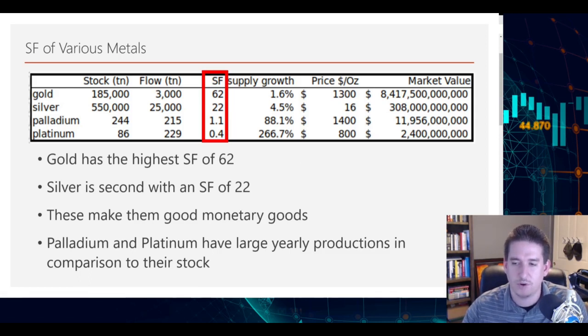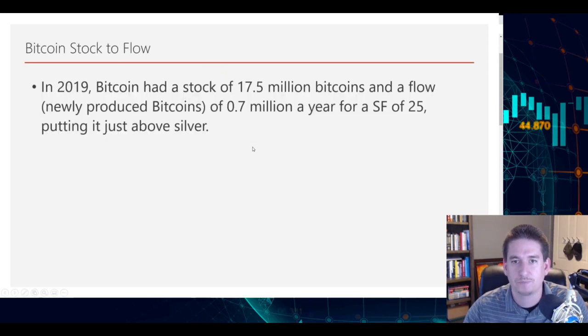Whereas if something is already in low stock but has a very high flow rate, so a very large inflation rate, then it's not as good as a monetary good and not a place that you want to store your value. Well, you can use the same kind of model for Bitcoin.